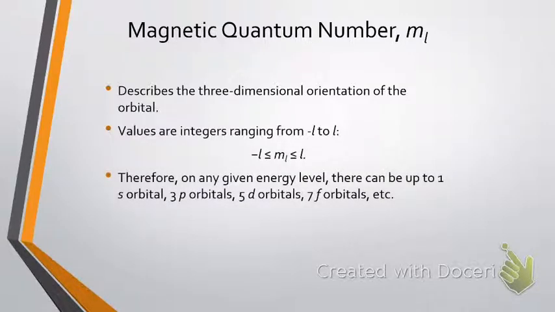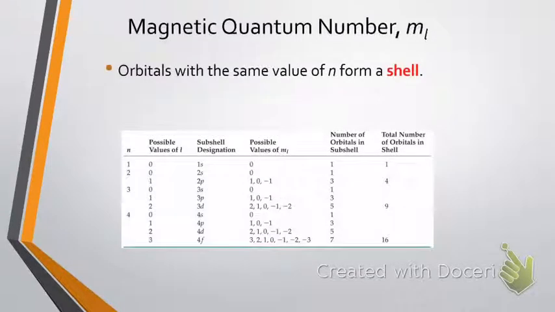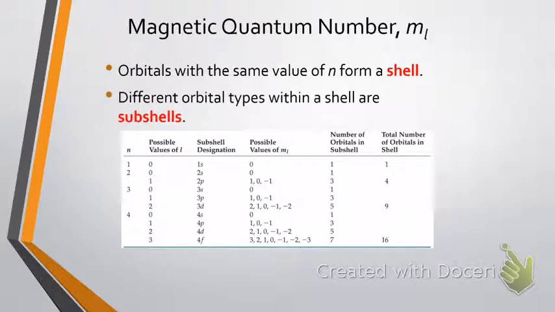So, to summarize here, we have 1 possible s orbital, 3 possible p orbitals, 5 possible d orbitals, 7 possible f orbitals, and so on and so forth. Now, the orbitals within the same value of n form what they call a shell, and the different orbital types within that shell are called subshells, or sometimes suborbitals, but they are shells and subshells.